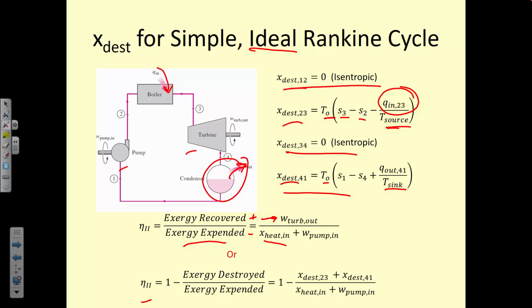We could also look at the second law efficiency in terms of the exergy destroyed. And in this case, for the ideal Rankine cycle, we just have the exergy from 2 to 3 and 4 to 1, because we're not destroying any exergy in our isentropic turbine. How would this be different if instead of having the ideal Rankine cycle, we had a turbine and a pump that had some isentropic efficiency associated with them? How would we then calculate the exergy destruction for states 1 to 2 and 3 to 4?